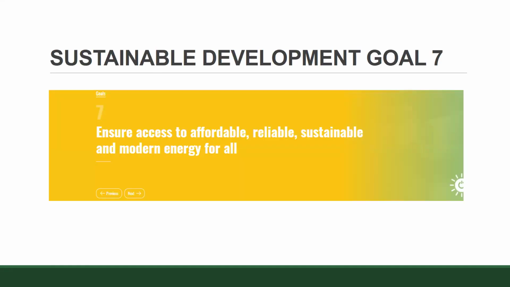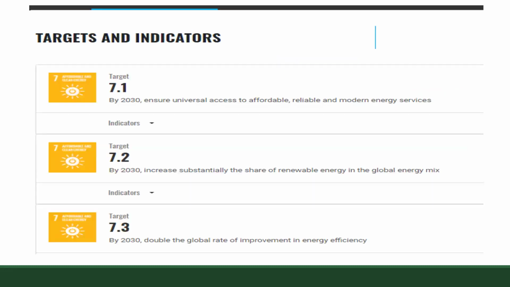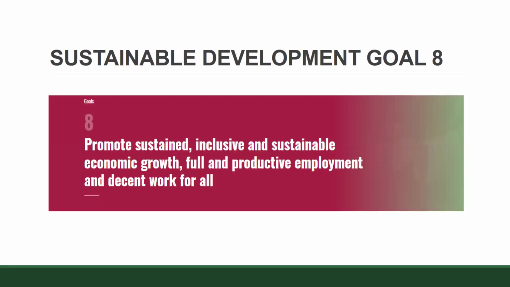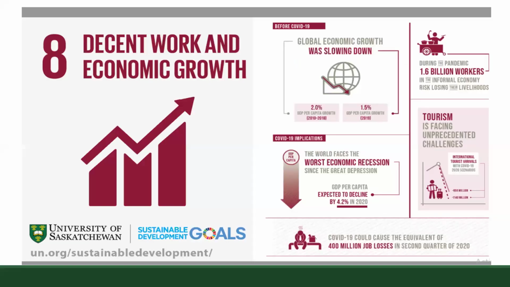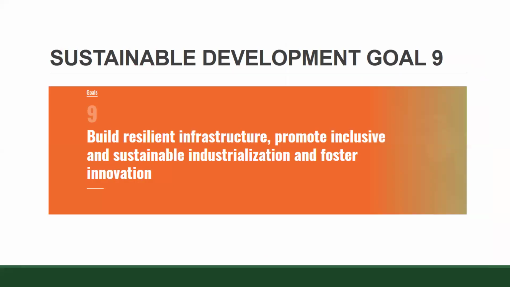Sustainable Development Goal 7: ensure access to affordable, reliable, sustainable, and modern energy for all. These are the targets and indicators. Sustainable Development Goal 8 is to promote sustained, inclusive, and sustainable economic growth, full and productive employment, and decent work for all. This is the comparison of before COVID-19 and after COVID-19.